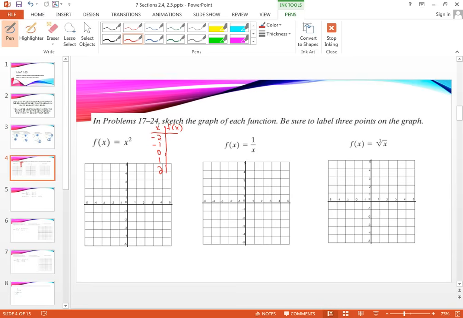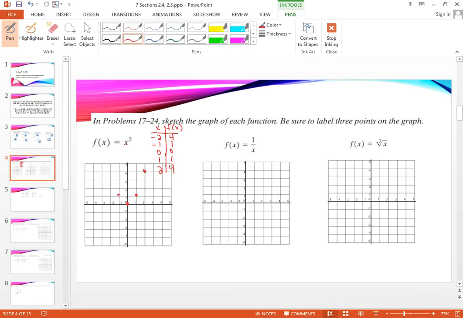-2 quantity squared is 4. -1 quantity squared is 1. 0 squared is 0. 1 squared is 1. 2 squared is 4. That is what you're doing to get those points. Okay? So then if you plot them, it goes through 0, 0, 1, 1, 2, 4.